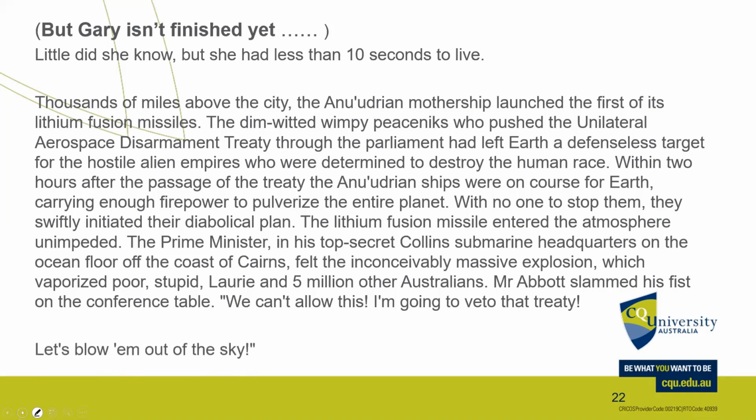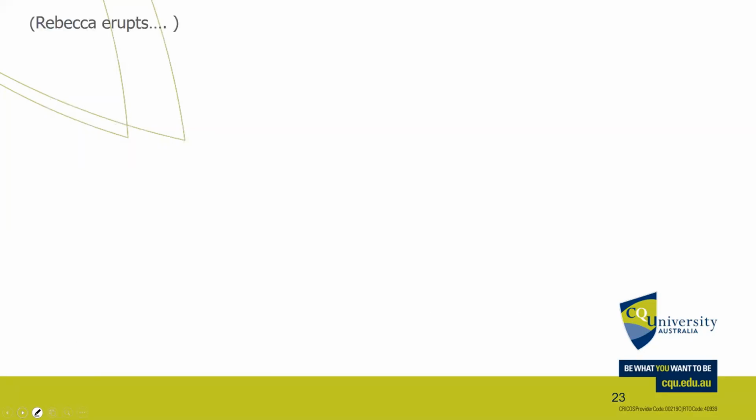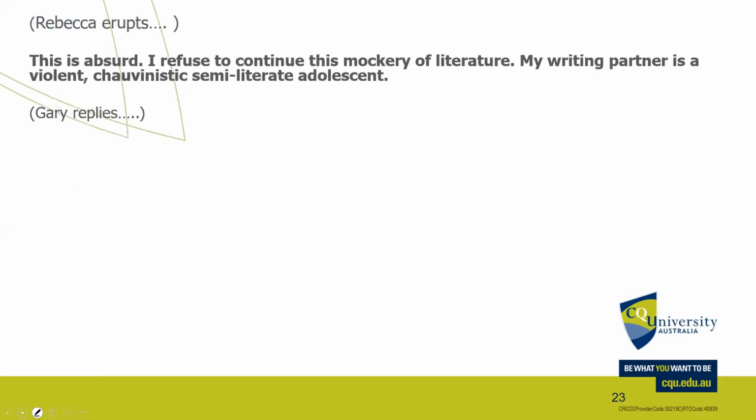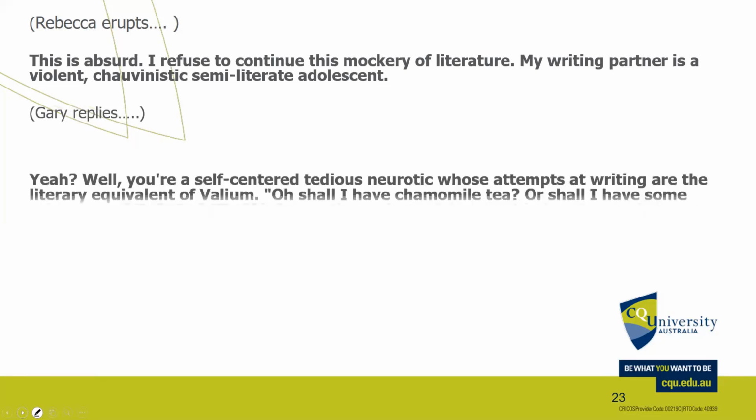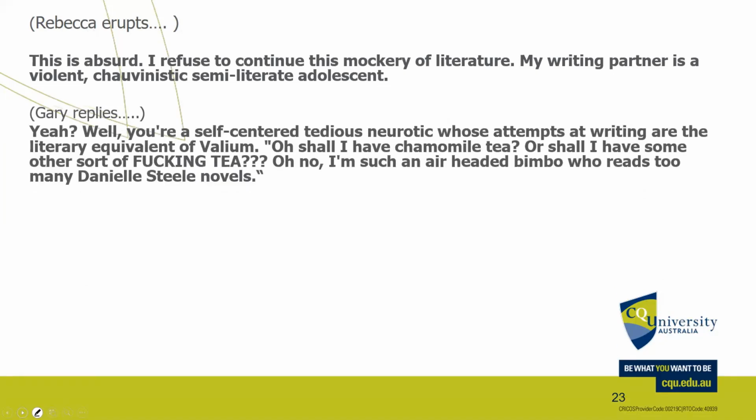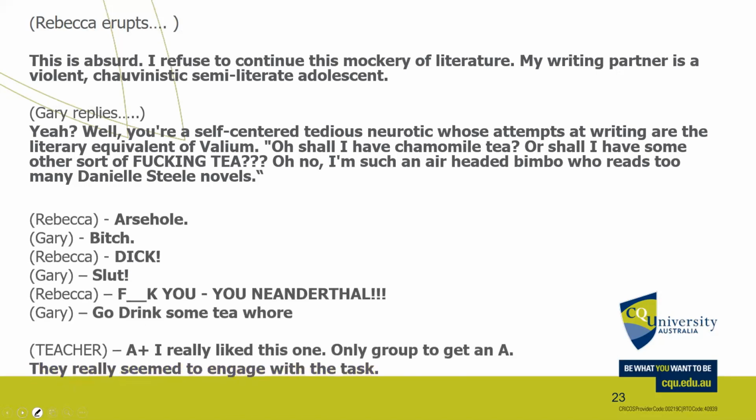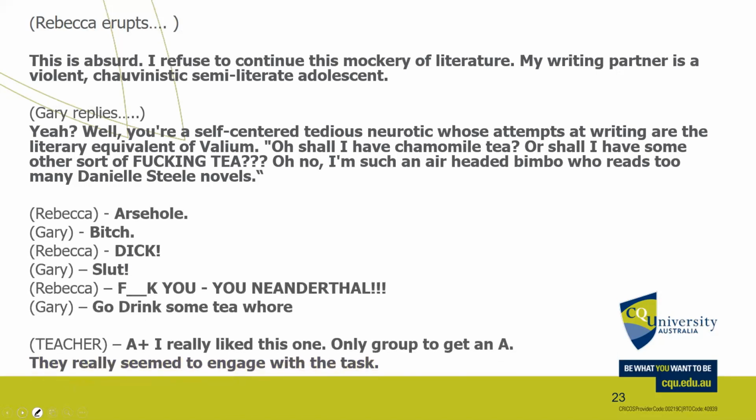Let's blow them out of the sky, says Tony Abbott. Rebecca erupts. This is getting out of hand. This is absurd. I refuse to continue this mockery of literature. My writing partner is a violent, chauvinistic, semi-literate adolescent. Gary replied, well, yeah, you're a self-centered, tedious neurotic whose attempts at writing are the literary equivalent of Valium. Oh, shall I have chamomile tea? Oh, shall I have some other sort of fucking tea? Oh, no, I'm such an airhead bimbo who reads too many Daniel Steele novels. Rebecca, arsehole. Gary, bitch. Rebecca, dick. Gary, slut. F you, you Neanderthal. Go drink some tea, whore.